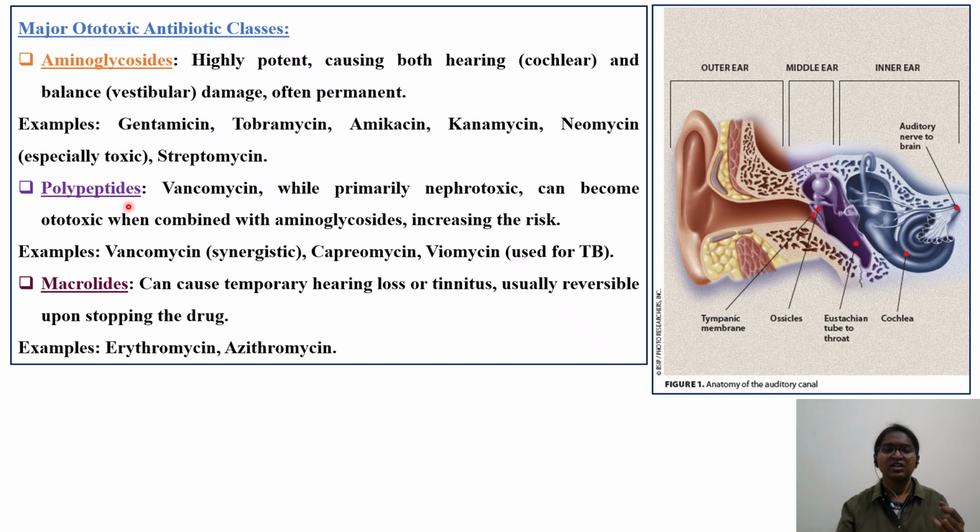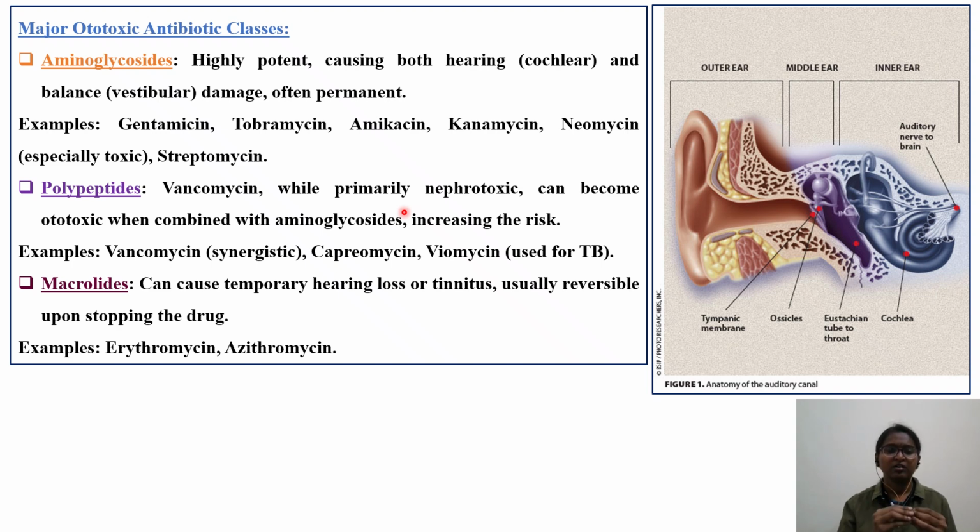Coming to polypeptides, we have vancomycin. Vancomycin is primarily kidney toxic, nephrotoxic. It can become ototoxic when combined with aminoglycosides, increasing the risk. So this is an example of a synergistic type of effect. The questioner can reframe it so that when vancomycin is used along with aminoglycoside antibiotics, what type of toxicity will there be? Options like additive, synergistic, or potentiation might be there. Here, a synergistic type of toxicity is the answer.